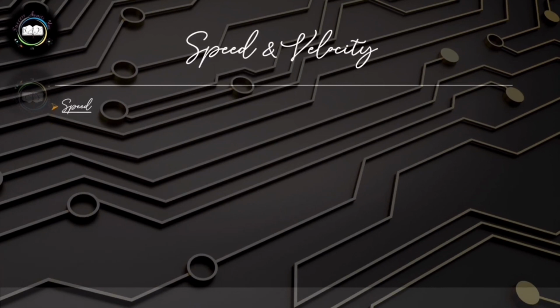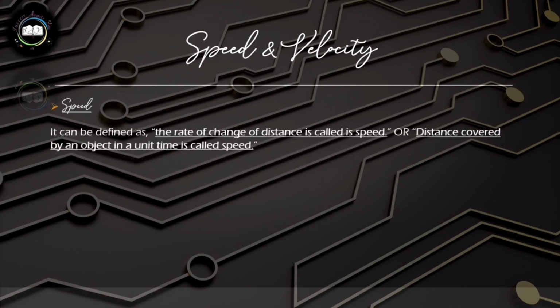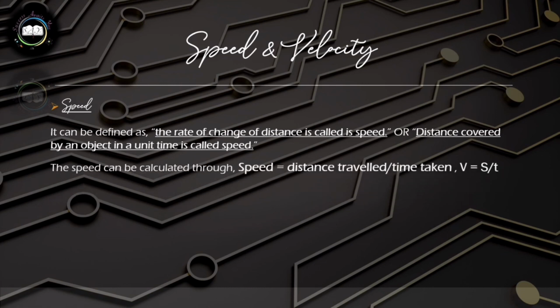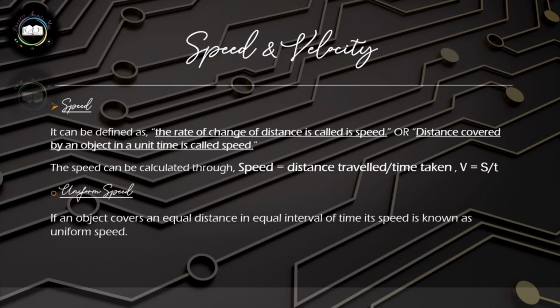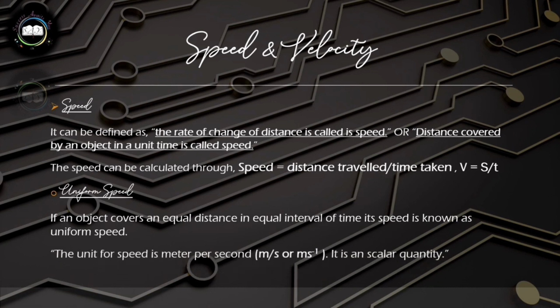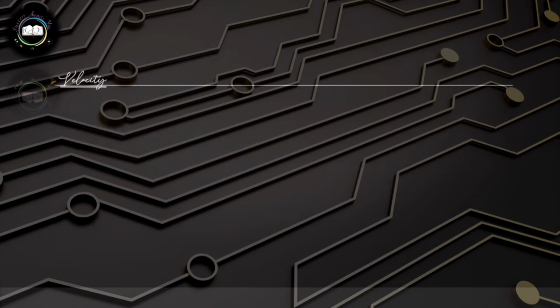Speed. The distance covered by a body in unit time is called its speed. It has no particular direction. Mathematically, speed equals total distance covered upon total time, or V equals S upon T. It is a scalar quantity, and its SI unit is meter per second or meter second inverse. Uniform speed. If a body covers equal distance in equal intervals of time, that is, you can say 1 meter covered in 1 second.